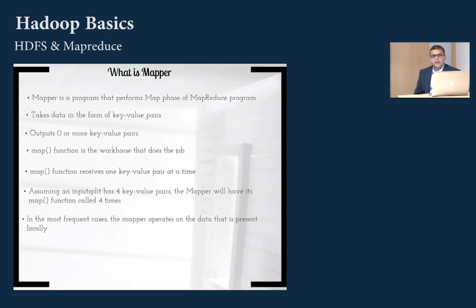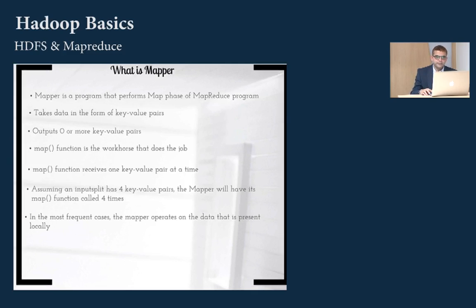What exactly is a mapper? A mapper is a program that performs the map phase of a MapReduce program, takes data in the form of key value pairs, and outputs 0 or more key value pairs. The map function is the workhorse that does the job, and it receives one key value pair at a time. So in the example of 800 students, each mapper got 200 students and the map function would go through one by one across all the 200 students. Just to reiterate, assuming an input split or a block has 4 key value pairs, the map function will be called 4 times. Okay? And in most frequent cases, the mapper operates on data that's local to the machine.